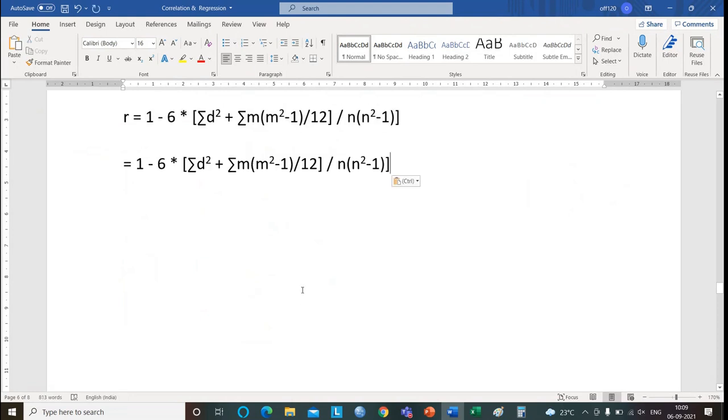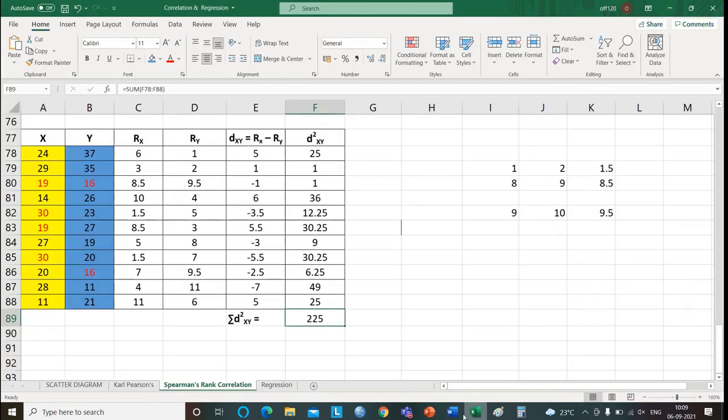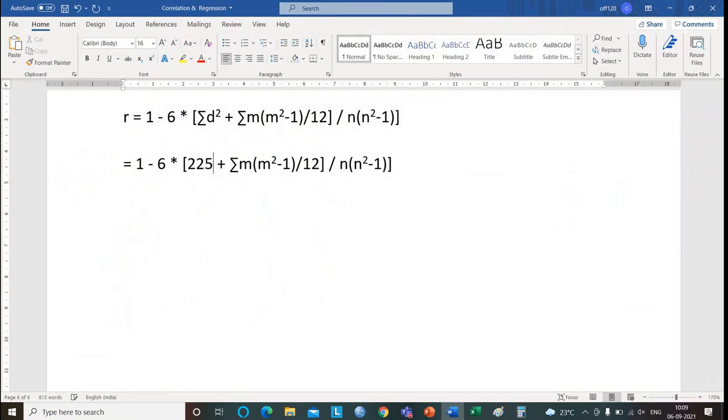So now let us substitute the values over here. What is the summation D square value we have got? We have got summation D square value as 225. Now let me use brackets for our easy understanding.